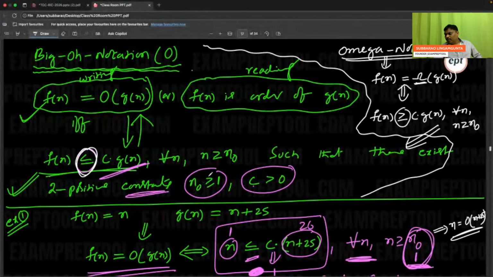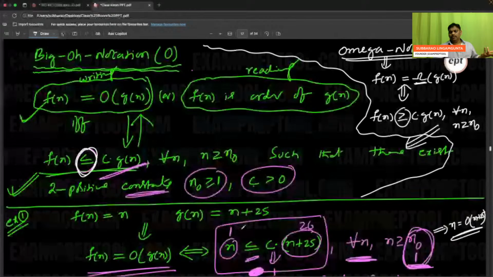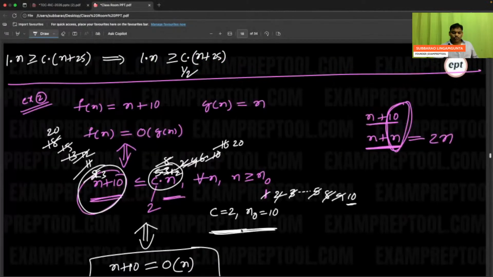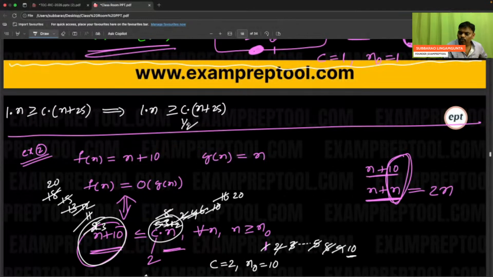So c is almost like computer speed. N is the number of inputs for a particular problem. C is the computer speed, and I cannot say it is always an integer. It can be a fraction also. That is the reason I take c value 1 by 2. Now some people are asking, let me write now: for all n greater than or equal to n0, let's check what n0 is.